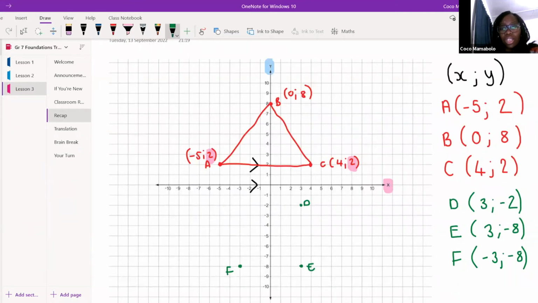Okay, and if I connect all of these dots, okay, I'm going to connect all of these dots. Hopefully I can do a good job. Oh, that one was a nice one. There we go. DEF, what kind of shape do I have here? And do not tell me just a triangle. What kind of triangle do I have?